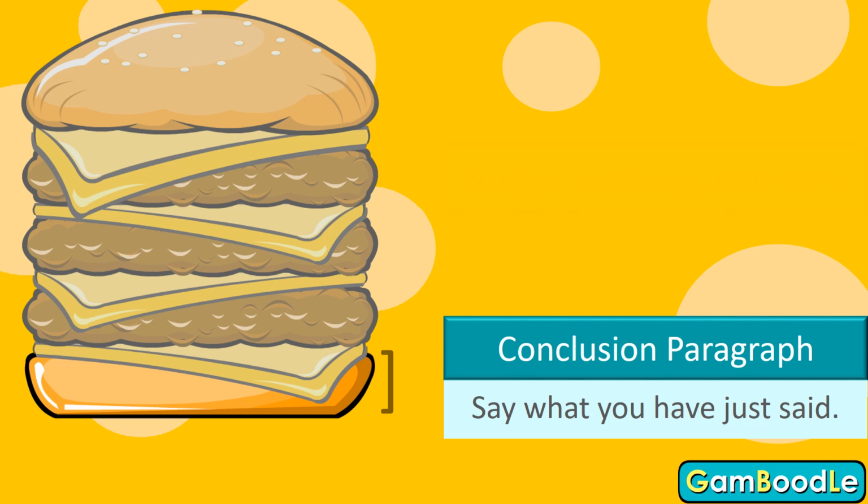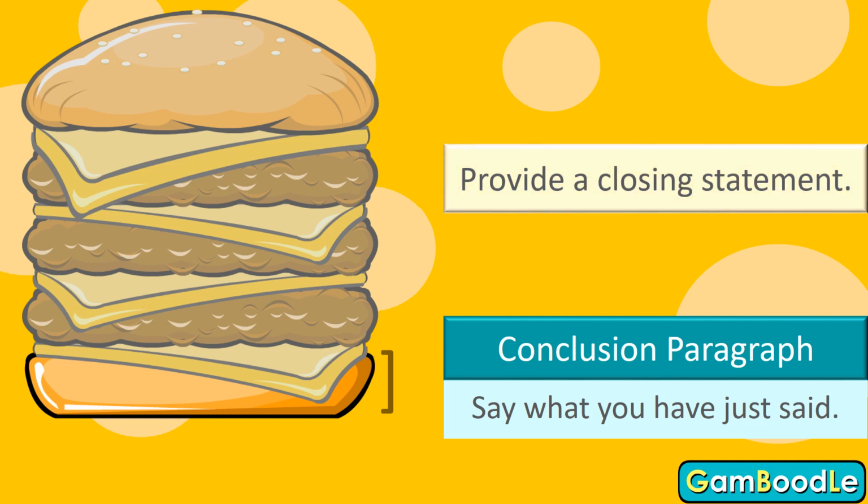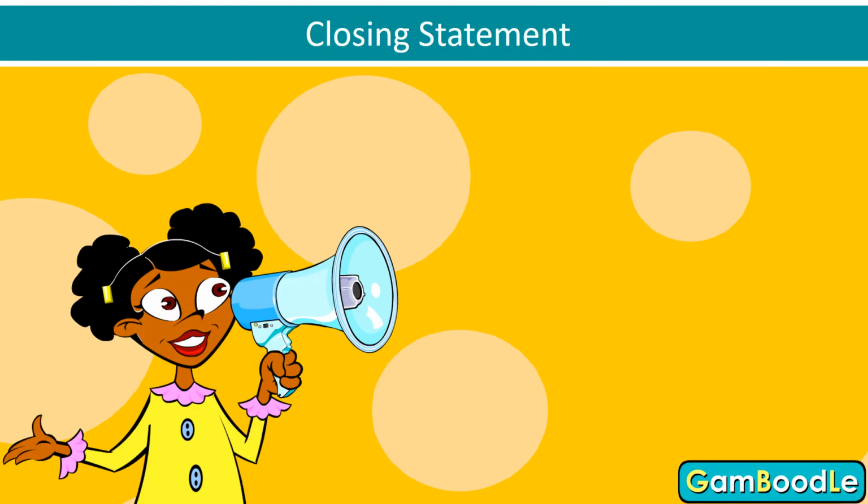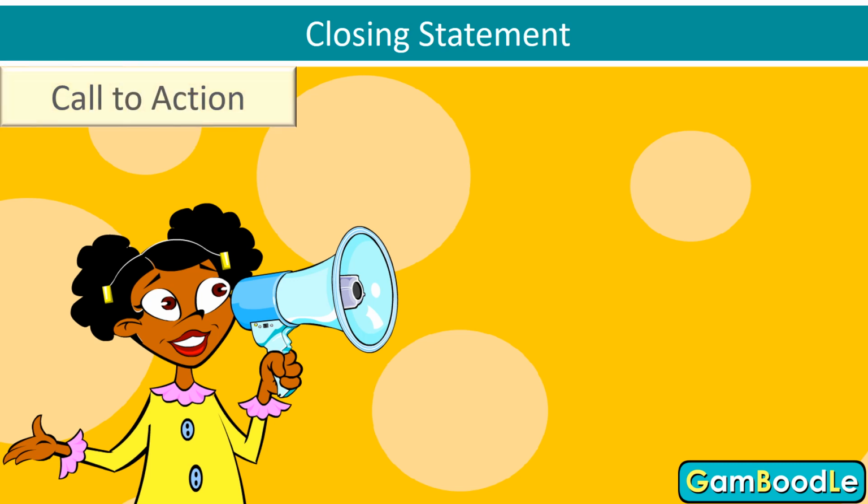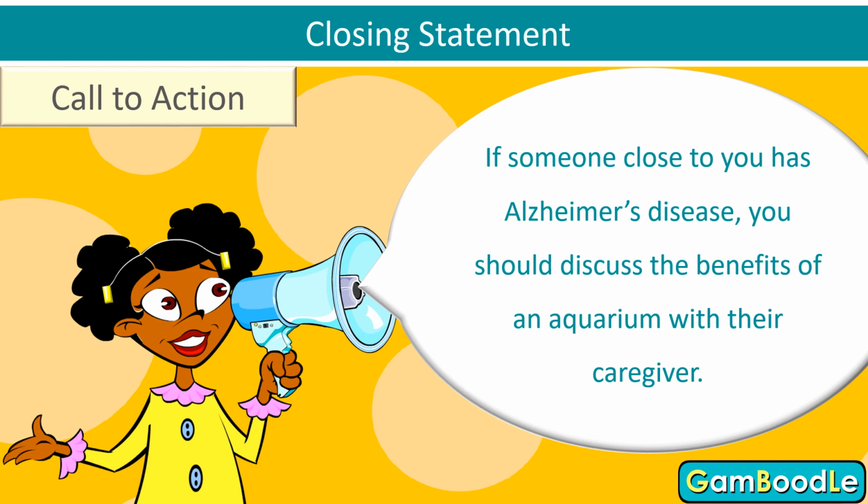Finally, the conclusion paragraph should end with a closing statement to give the essay a sense of completion. While there are various types of closing statements to choose from, we're going to focus on 3 common types. One type of closing statement is a call to action. This option is intended to inspire or motivate the reader to take action in their own life. For example, if someone close to you has Alzheimer's disease, you should discuss the benefits of an aquarium with their caregiver.